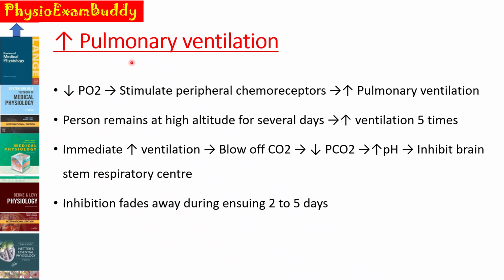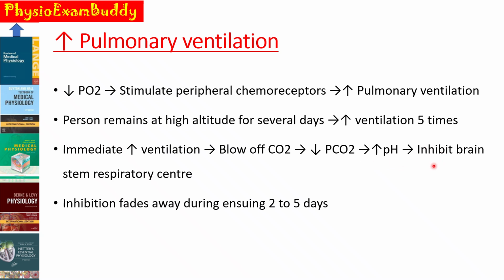First, about the increase in the pulmonary ventilation. Hypoxia usually stimulates the peripheral chemoreceptors to increase the pulmonary ventilation, and if the person remains at higher altitude for several days, the ventilation can even increase to 5 times. And this immediate increase in the ventilation will blow off large quantities of carbon dioxide, decreasing the partial pressure of carbon dioxide, thereby increasing the pH of the body fluids, leading to respiratory alkalosis.